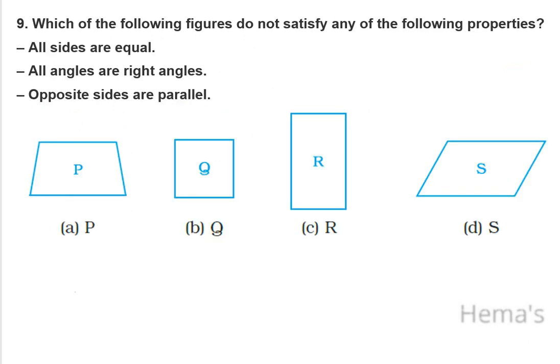Question 9. Which of the following figures does not satisfy any of the following properties? All sides are equal. In case of a square, all sides are equal. All angles are right angles. In case of a square and also in case of a rectangle, all angles are right angles. Opposite sides are parallel. In case of a square, rectangle and parallelogram, the opposite sides are parallel. So the only option is A. In case of a trapezium, all these properties are not satisfied.